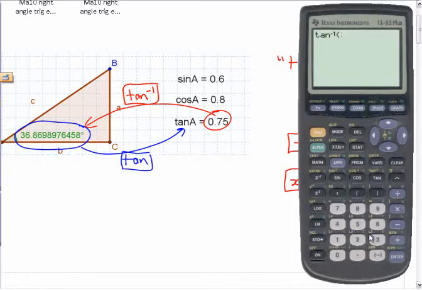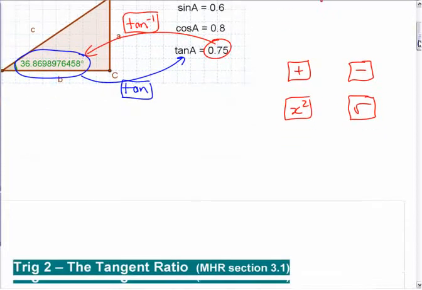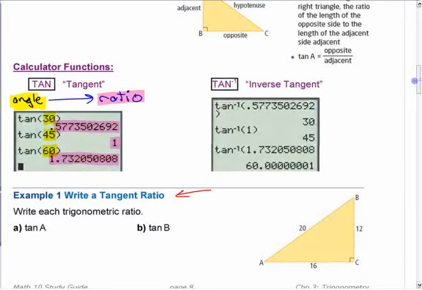Inverse tangent of, if I put in here 0.75, what angle is it going to give me, or what should it give me, according to this picture here? Should give me that angle, right? 36.86, whatever. If you do tan inverse of the ratio, it'll give you back the angle. All right, I have screenshots of it there for you, but you have to figure out how to do it on your own calculator. If you do tan inverse of the ratio, it's going to give you back the angle.